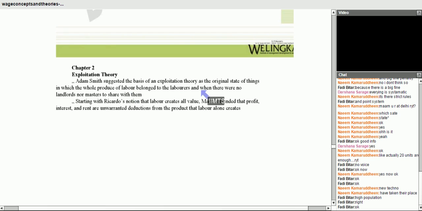Now exploitation theory is based on the original state of things in which the whole produce of labor belonged to the laborers, and when there were no landlords nor masters to share with them. This is again impractical, cannot happen.